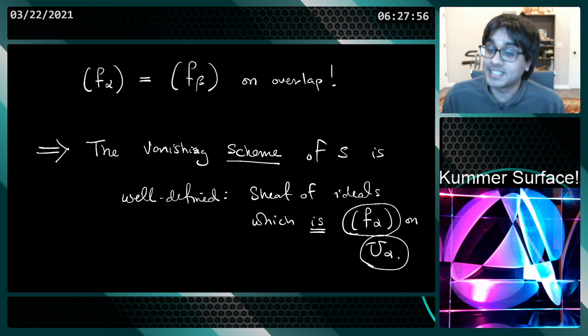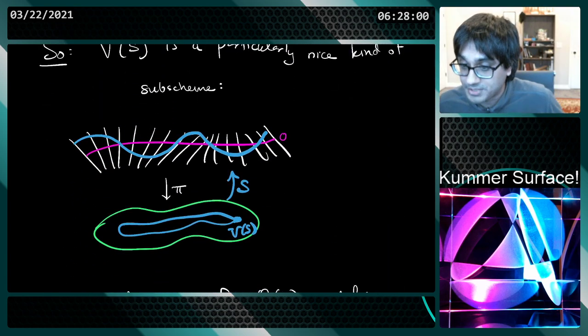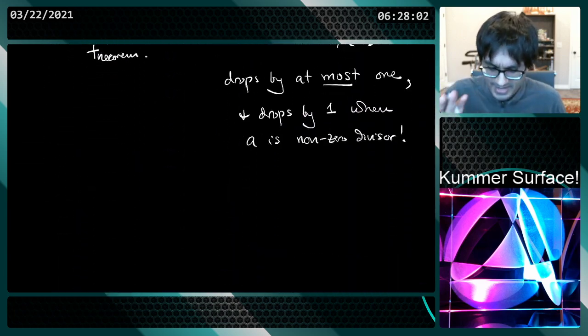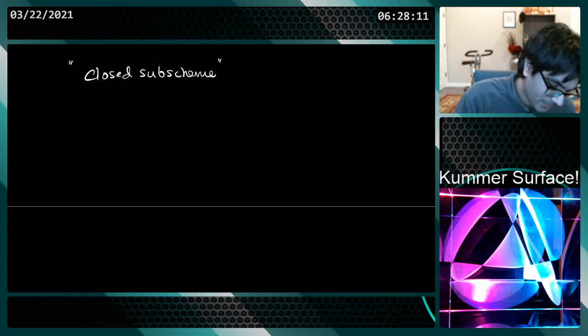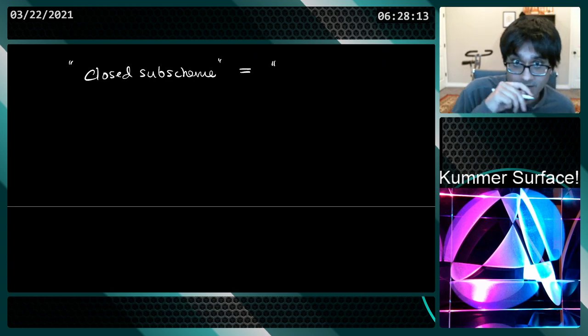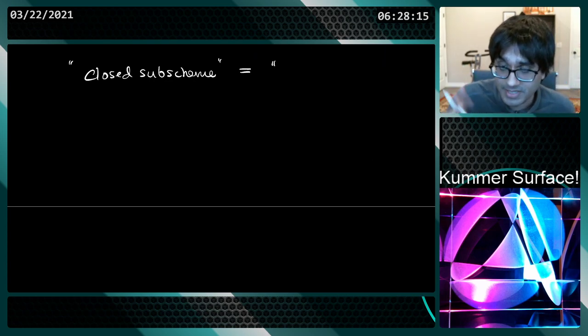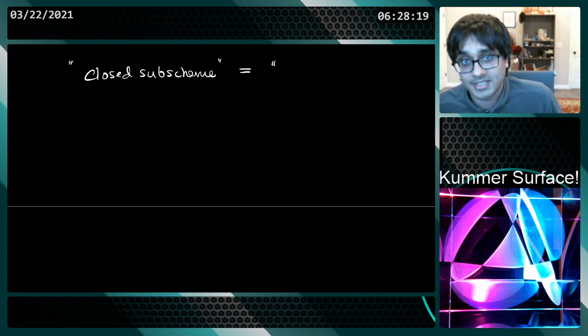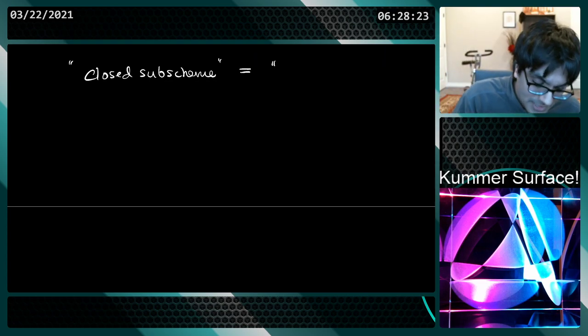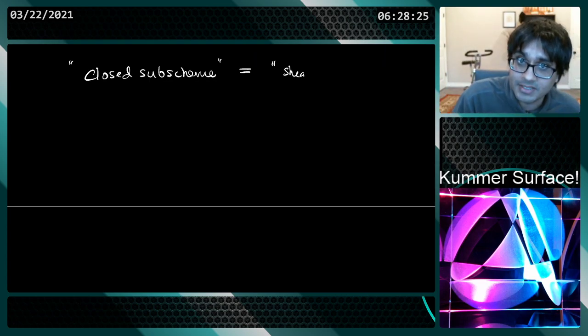What is a vanishing scheme? So what we need is, what's a closed subscheme? That's okay. You don't have to know what that is to continue with this course. But closed subscheme equals, using our language, because remember a sheaf is a coherent sheaf in our class. So just remember that. Closed subscheme equals sheaf of ideals.